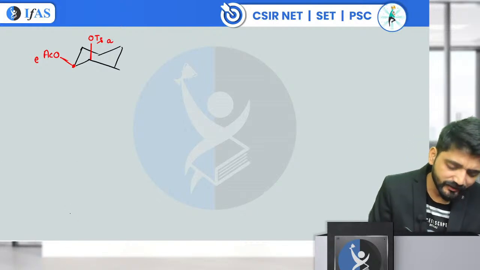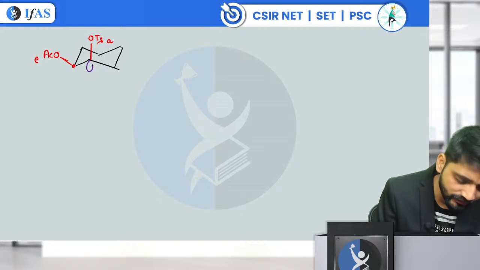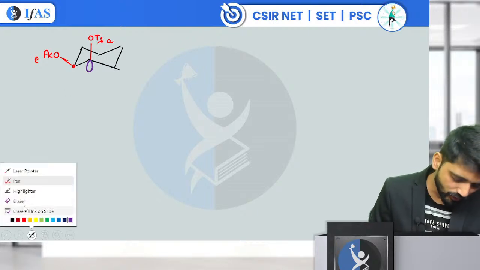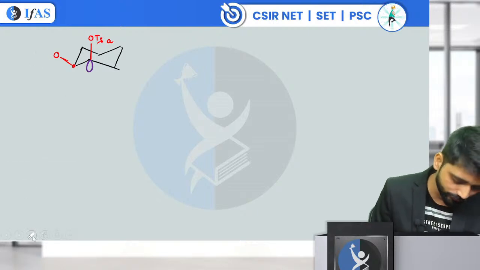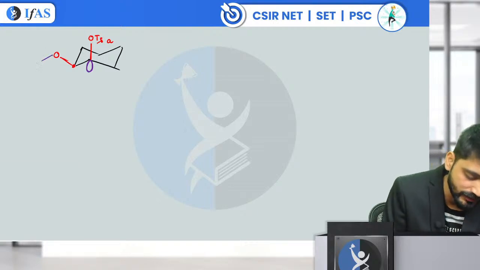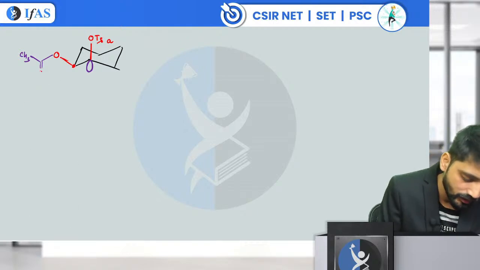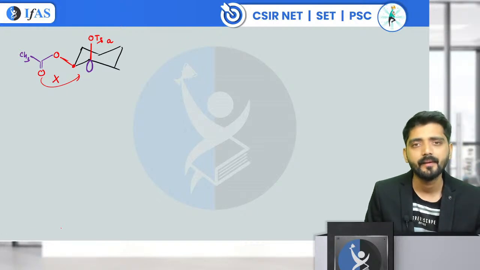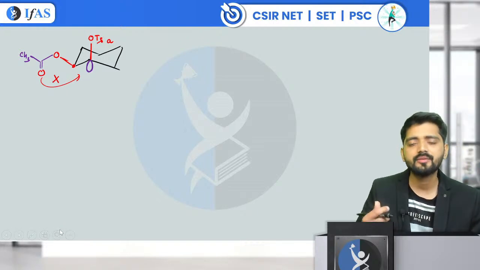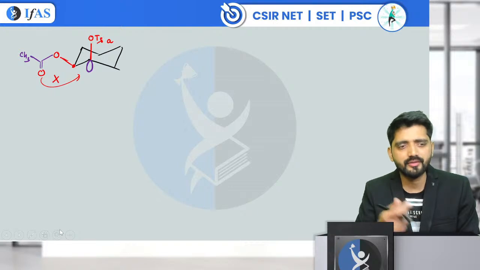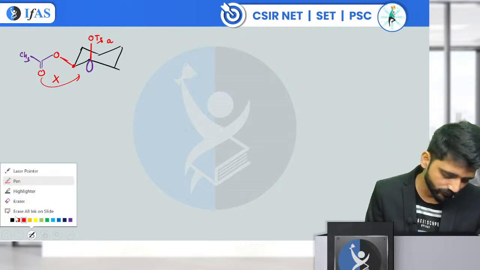Now, when I check the sigma star of the OTs, it is present somewhere here and it is not possible for the OAc group to attack into the sigma star orbital since they are not anti to each other. The sigma star orbital will not be approachable by the oxygen lone pair. Such a type of attack cannot take place. Then a point comes to our mind, sir, of course this ring might flip. Okay, then we will flip also.